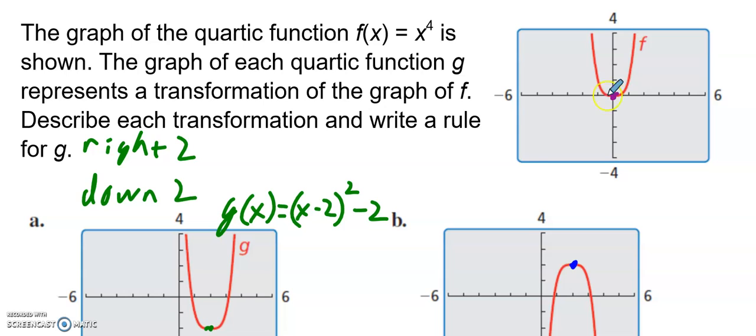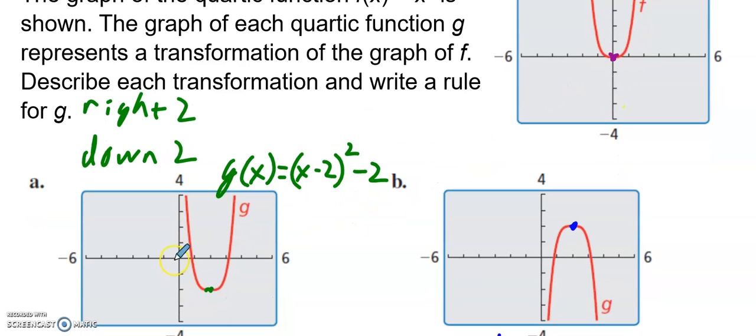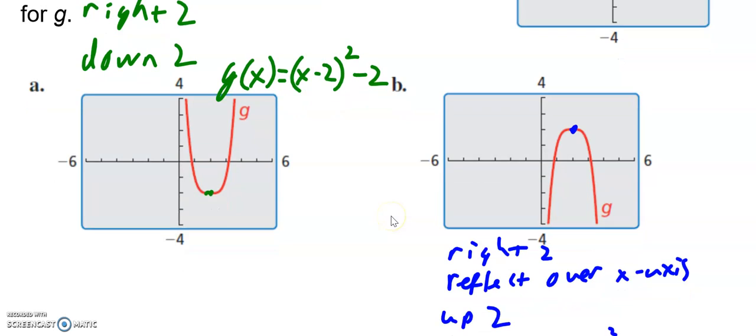That's kind of how we could describe it. So I'm looking for where did this piece move? And here I can see that moved right 2, down 2. So I'm right 2, down 2. So this is going to be g of x equals the quantity x minus 2 squared. This moves it right 2. And then minus 2, that moves it down 2.